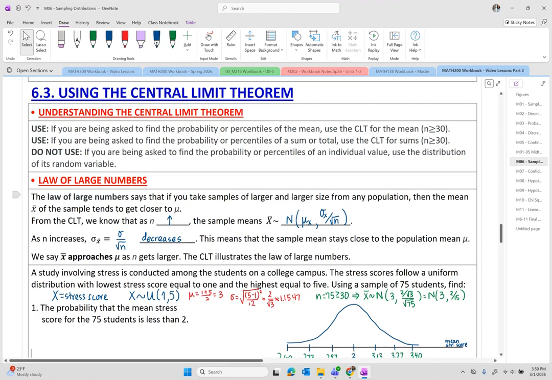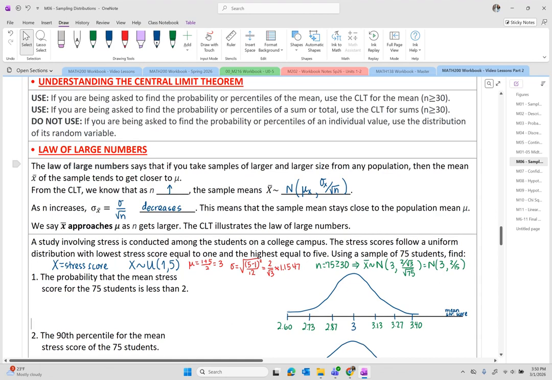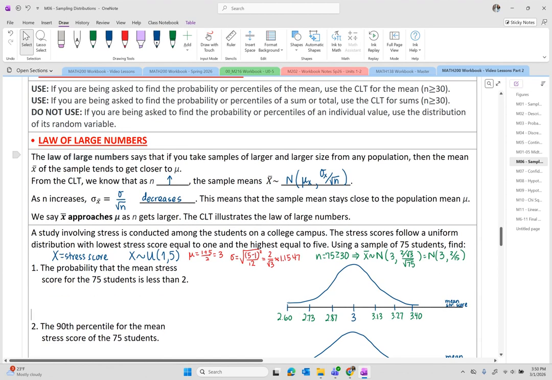The law of large numbers says that if you take samples of larger and larger size from any population, then the mean x bar of the sample tends to get closer to mu. From the central limit theorem, we know that as n increases, the sample means will follow a normal distribution with mean equal to the mean of the variable x and standard error equal to the standard deviation of x divided by the square root of n.